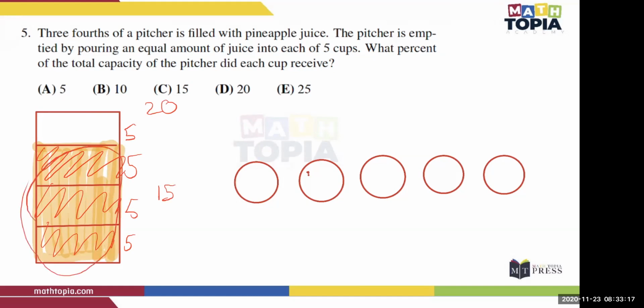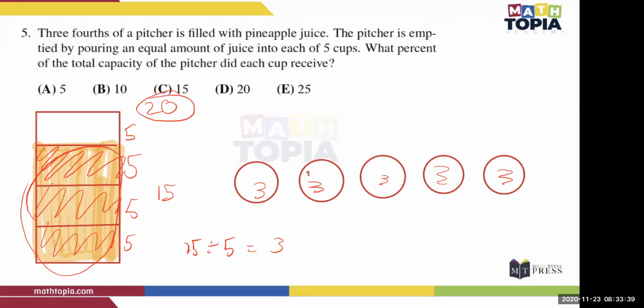15 of them will go to where? 5 cups, equal. Yes. So if 15 goes to 5 cups, each cup will get 3. 3 liters of whatever measure we have, right? Good. So what percent of the total capacity of the pitcher?